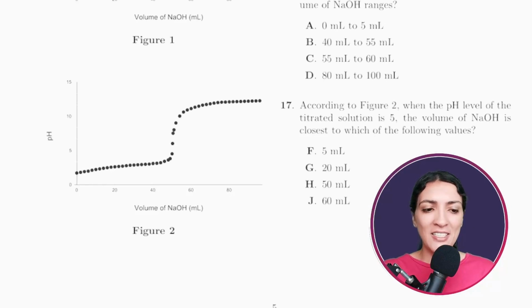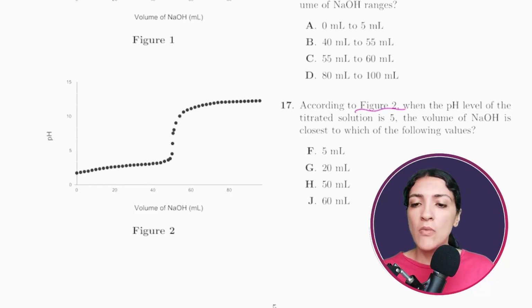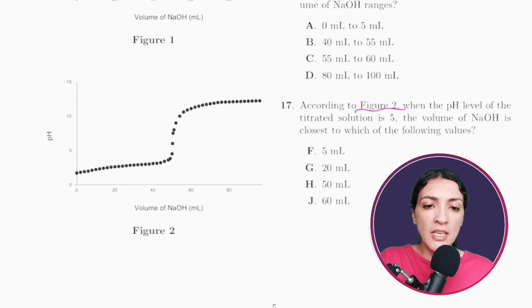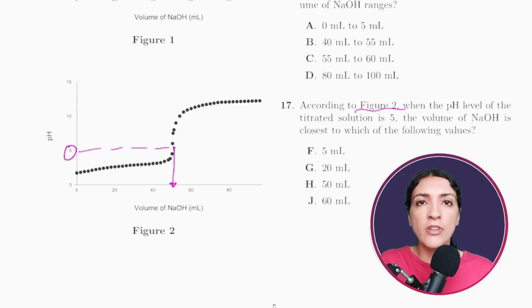Question 17, let's start by finding the where. So we're looking at figure 2. And the who, pH level is 5, so that's the who. And the why is because we're finding its corresponding volume. So let's look at figure 2. The x-axis is the volume, the y-axis is the pH. So we want the pH to be 5. And we'll come down to the x-axis, and we see that corresponds to a volume of 50 milliliters. So it would have been choice H.